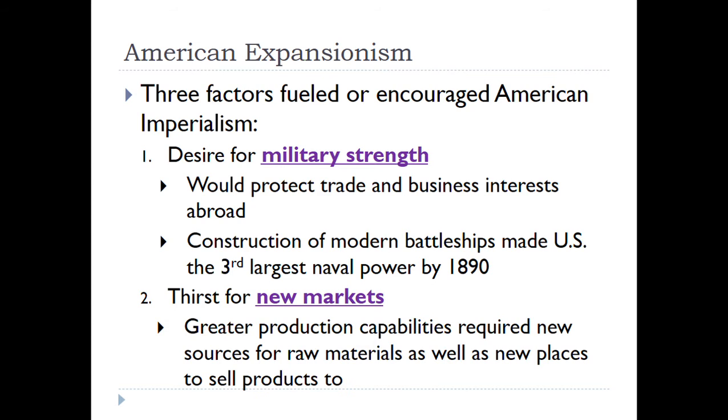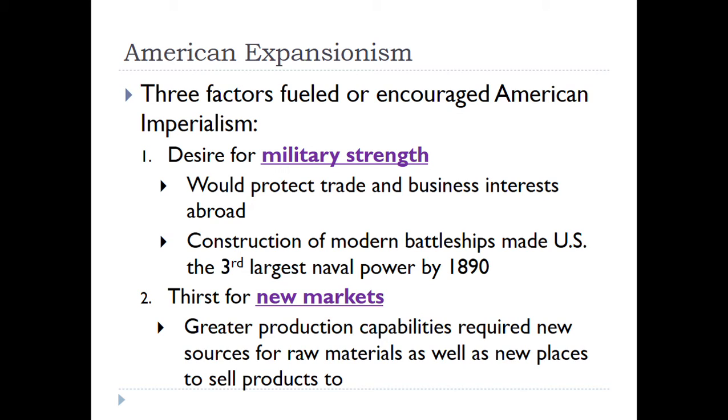Now, there are three main factors that fuel or encourage American imperialism. One is that the U.S. wanted to become a more dominant military power. Americans believed, if we want to protect our trade and our business interests, we have to have the military muscle to back that up. So by 1890, building up our battleships, the U.S. had become the third largest naval power in the world.